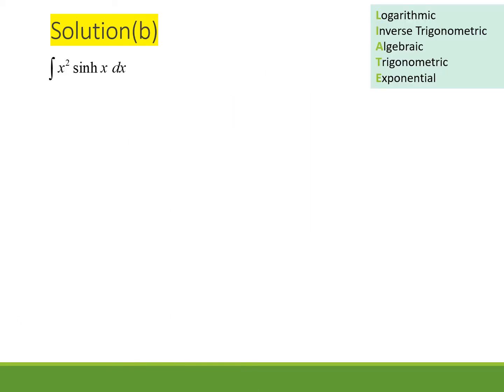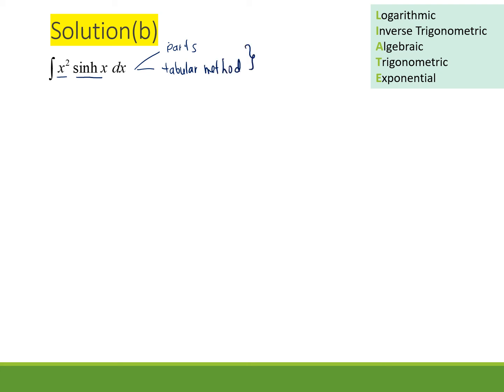Moving to the next question, integration of x square sine hyperbolic of x dx. So here we have a product of two functions. The first one is x squared and the second one is sine hyperbolic of x. So there are two ways in order to solve this. You can use integration by parts, or if you want to be more systematic, you can use the tabular method.